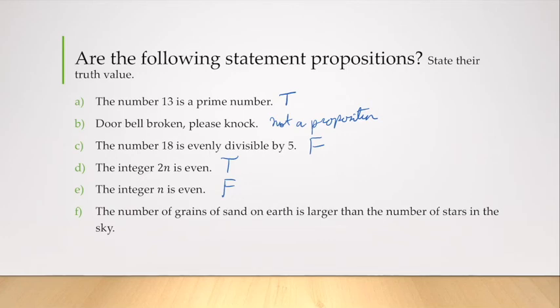Next, the number of grains of sand on Earth is larger than the number of stars in the sky. So this is a proposition, I want you to know. But do we know whether this has a true or a false truth value? No. Its truth value is unknown, and that's okay.